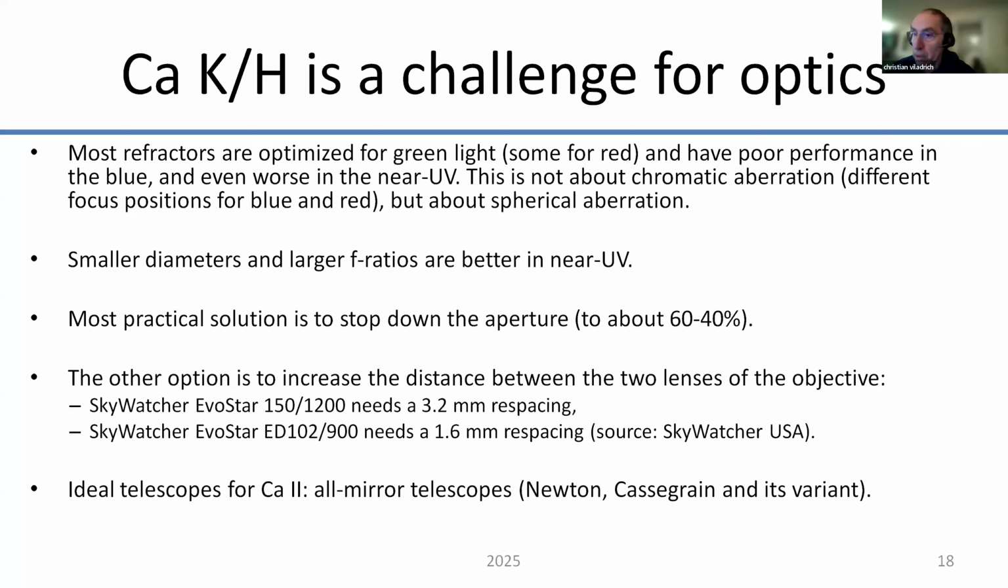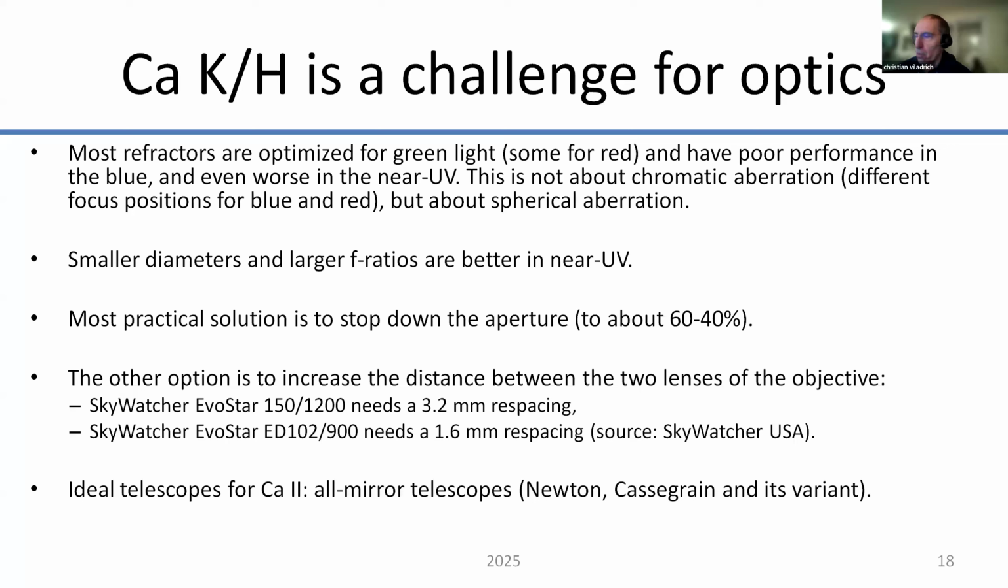So the most practical solution usually is to stop down the aperture. Basically, you just have to try maybe 60%, maybe 40%, something like this. You just have to try and see by yourself what is the best ratio. So it's quite good for most telescopes. You divide the aperture by 2 and you're fine.